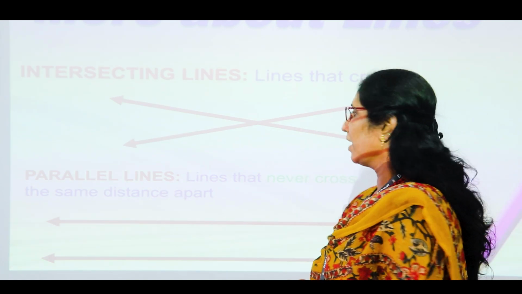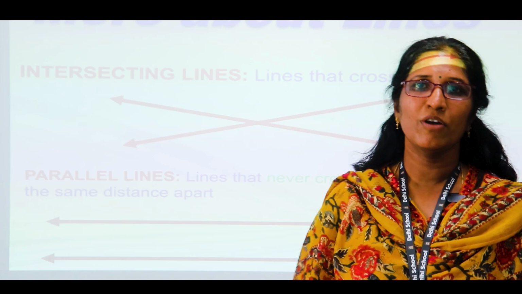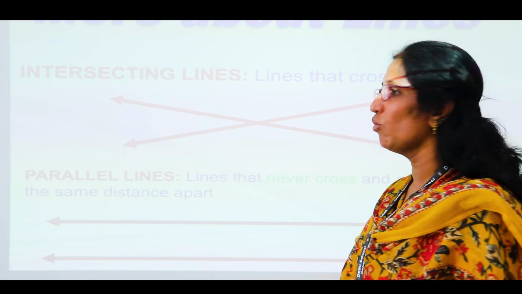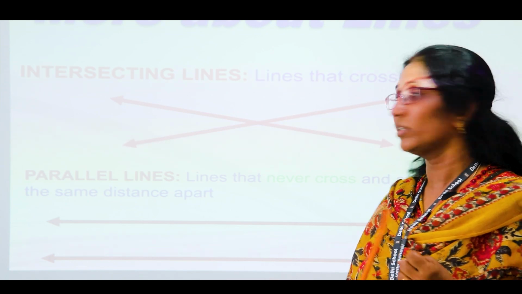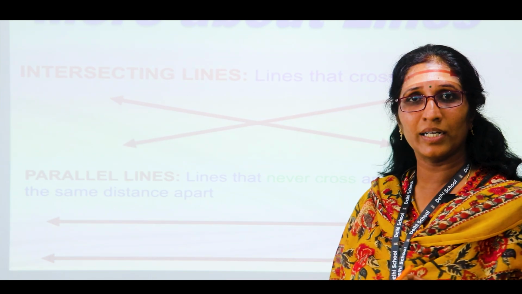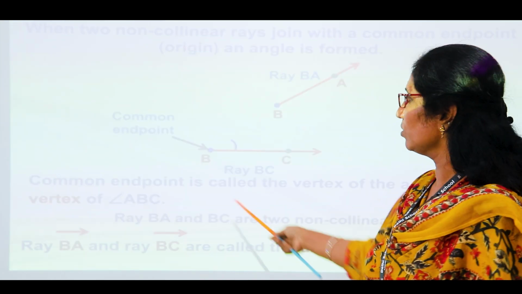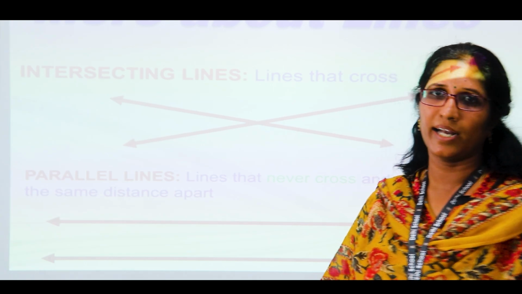Next, parallel lines. Parallel lines are lines which never meet each other. They move on indefinitely in both directions, they are at a distance apart, and they never cross or meet each other. Those lines are called parallel lines.